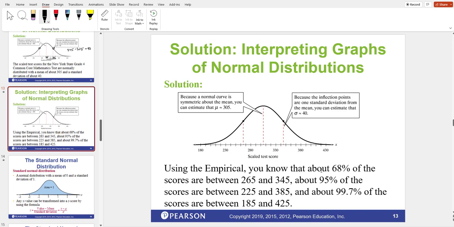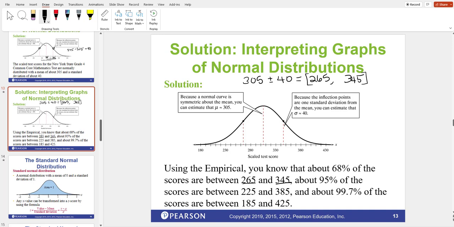When you use the empirical rule, you should know that 68% of your scores are one standard deviation away. So when I say one standard deviation away, you're going to take 305 and you're going to add and subtract the standard deviation. So one standard deviation will give you 345 going above, and it will give you 265 going below, because you're going to subtract off that 40. So that is how I got 265 and 345.